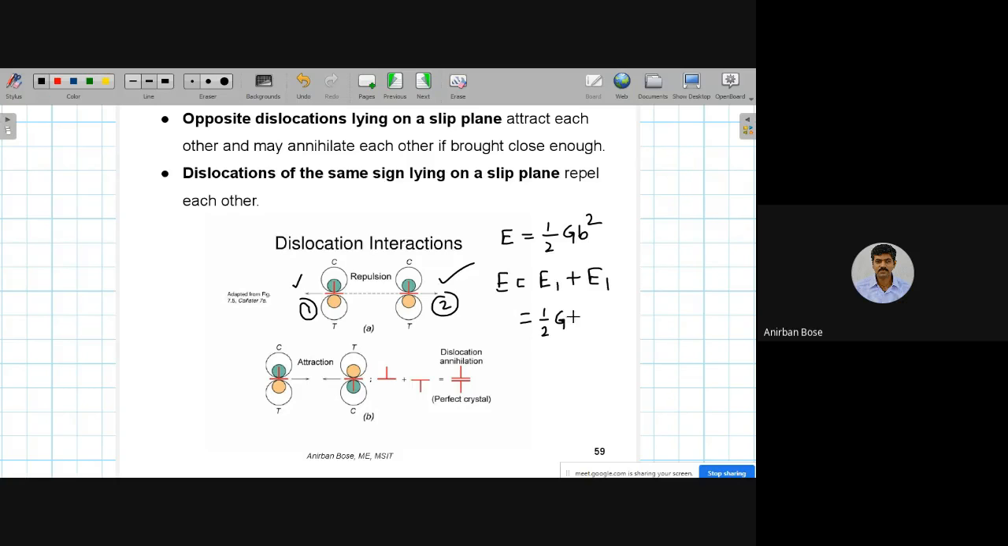So half into G will be common, and let us consider b is the amount of slip here, both having the same. So b square plus b square. This is the total amount of energy that will be associated.